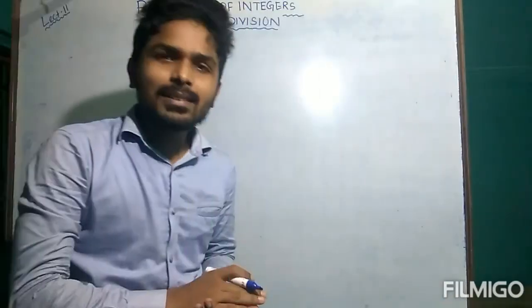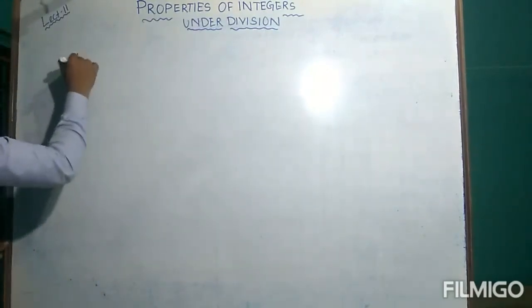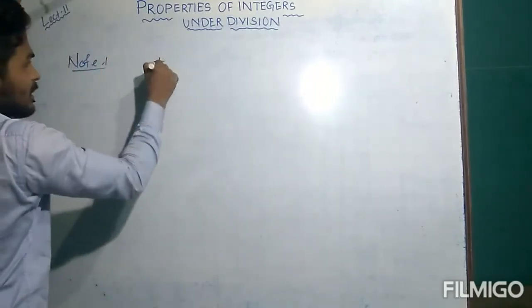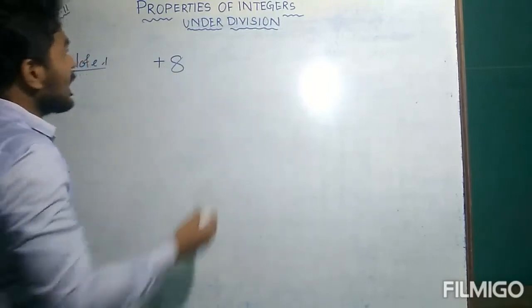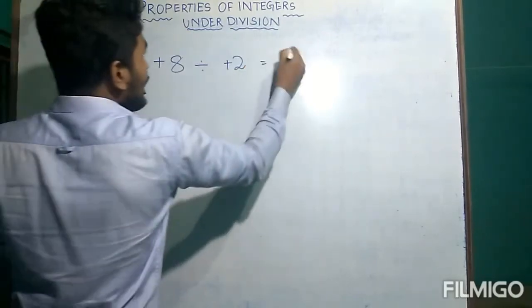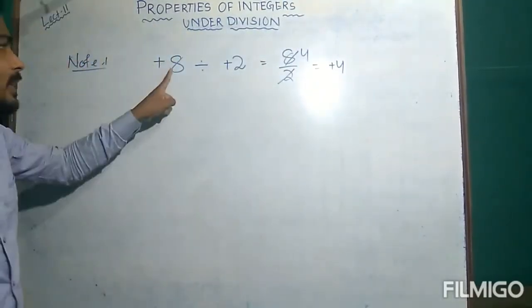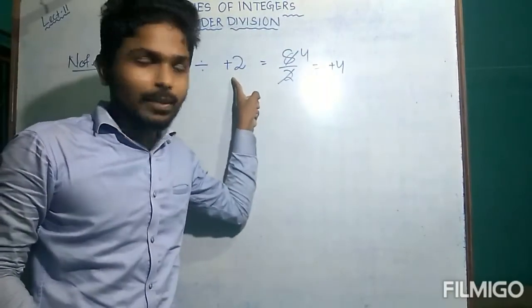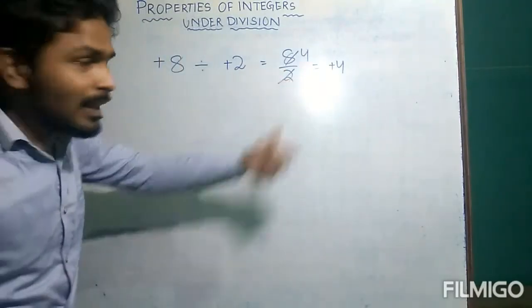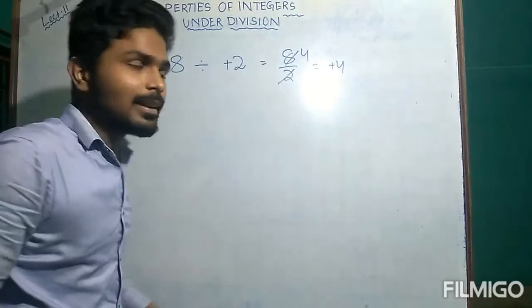So let us understand some other properties for operations like division. The first property is that whenever a positive integer, meaning plus sign, is divided by another positive integer, then the result is also a positive integer. So you can write this statement that whenever a positive integer is divided by another positive integer, then the result is also a positive integer, right?